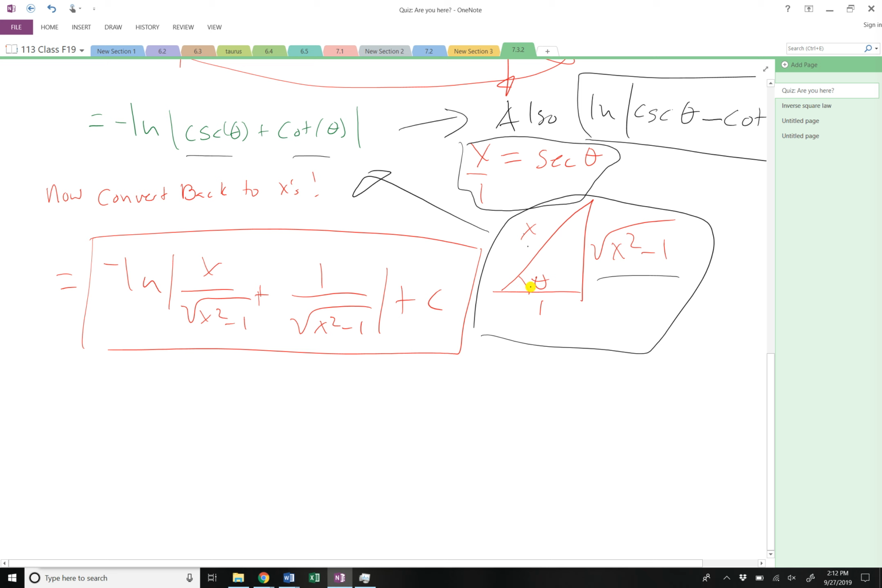Cosecant is 1 over sine. Sine is opposite over hypotenuse. So I need a hypotenuse, which is x, over the opposite, which is that square root there. And similar with cotangent. Tangent is opposite over adjacent. So cotangent is adjacent over opposite. And so that's where I got that term. And don't forget the plus c. Questions about that?